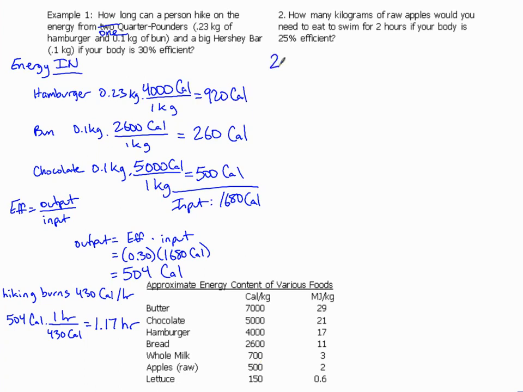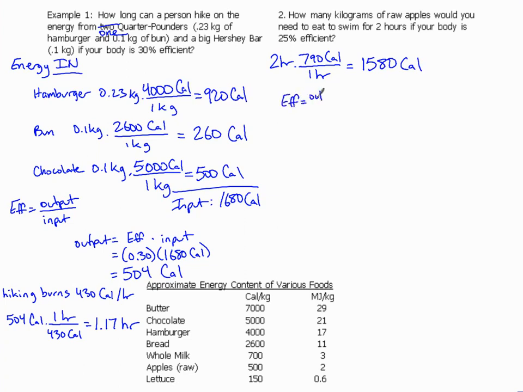So first off, let's figure out how much we're going to burn. 2 hours, 790 calories per hour. You're talking about burning a lot of energy. 1,580 calories.